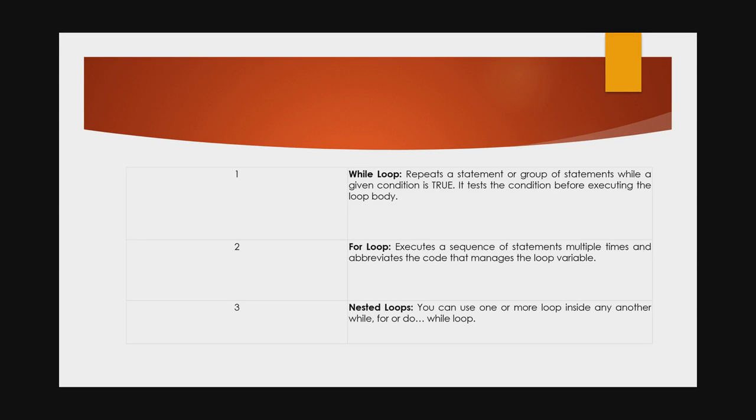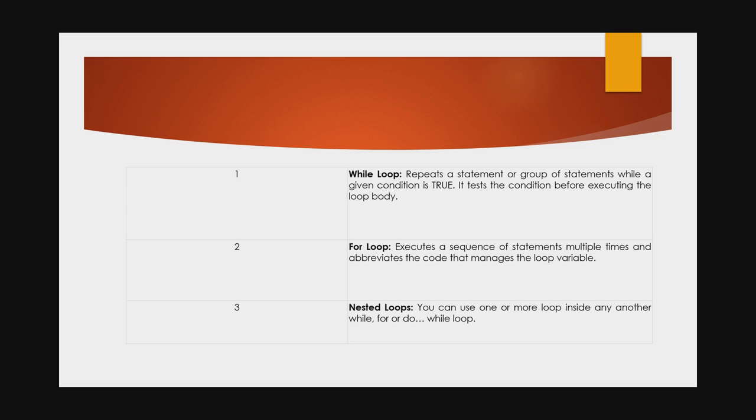So what are loops? Basically, there are 3 different kinds of loops. 2 are just the main ones, which is the while and for loop. A nested loop is just basically a loop inside of another loop. So we can go a little rundown of them.